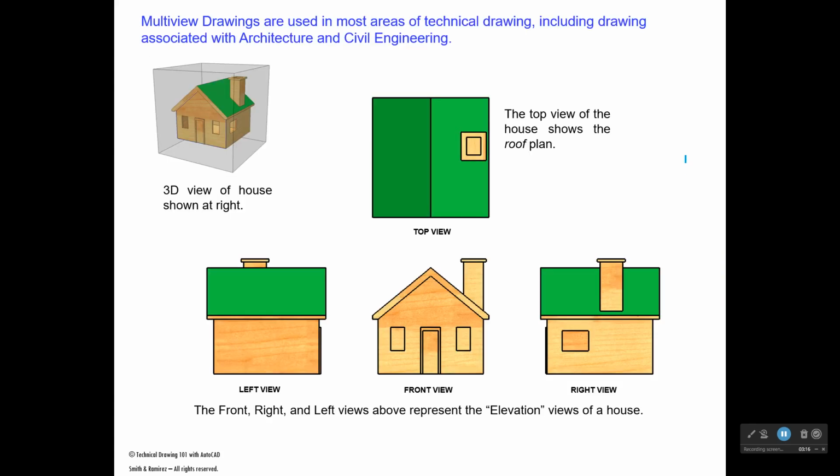Now, multi-view drawings are also used in other fields like architecture and civil engineering. Here's an example of the front and the left and the right side views of a small house, and we refer to these views as the elevation views when we're talking about the field of architecture. The top view, where we take the front view and rotate it 90 degrees to the top, is not an elevation view, but in architecture we call that the roof plan.